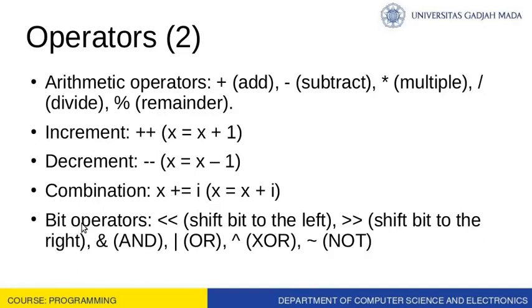And then we also have bit operators, like this one. The symbol is double less than. It means that we shift the bits. Of course, the representation of the value should be in binary form, so the value of the variable should be in binary.